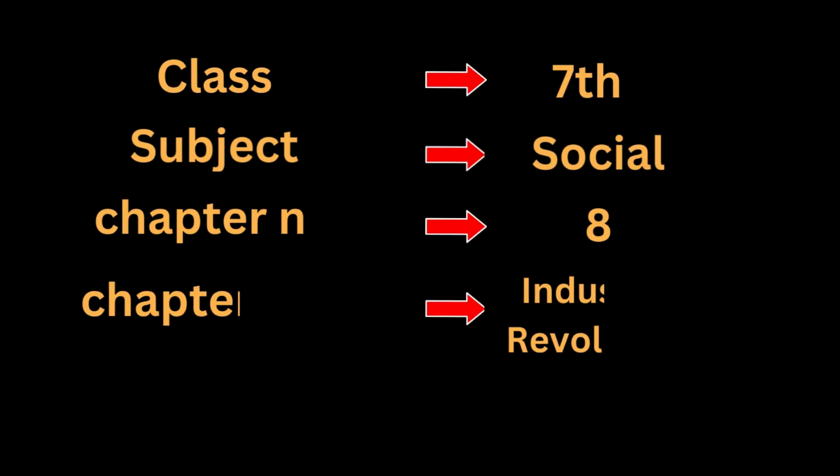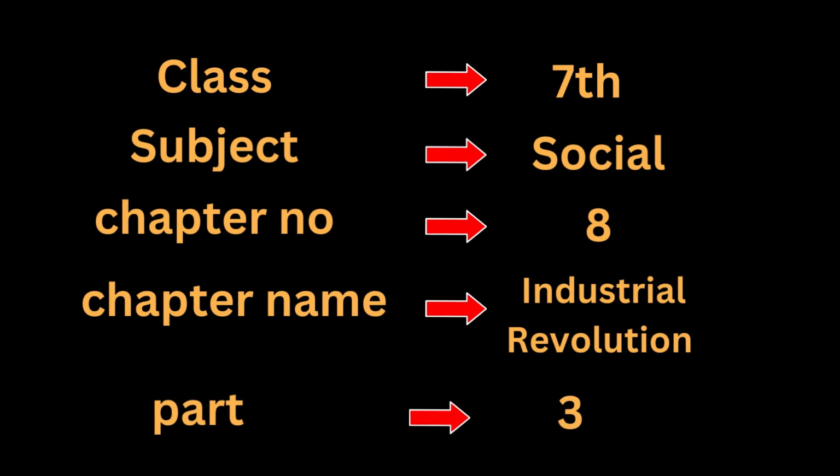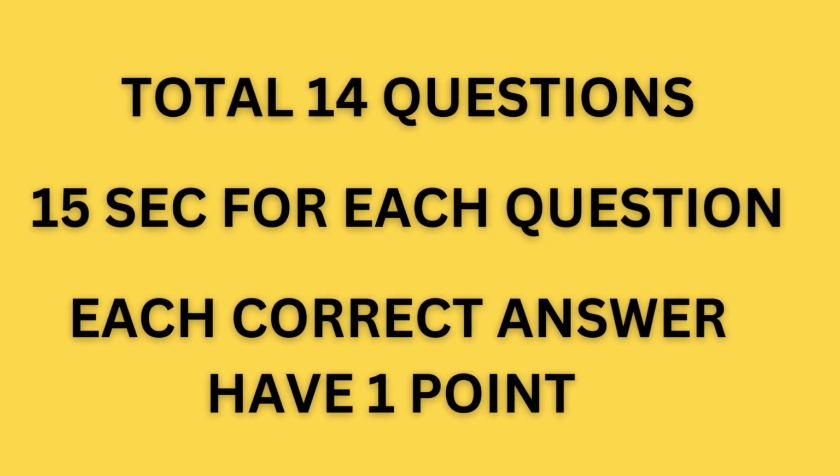Class 7. Subject Social. Chapter No. 8. Chapter Name Industrial Revolution. Part 3. Total 14 questions. 15 seconds for each question. Each correct answer has 1 point.